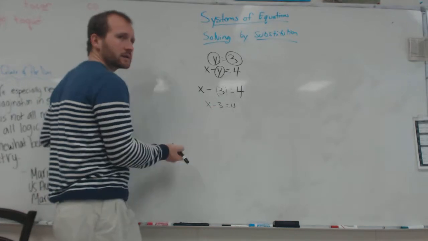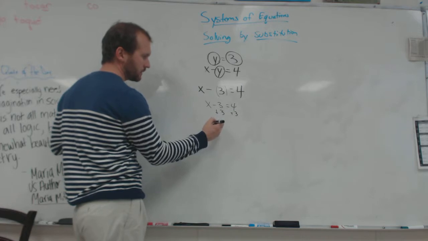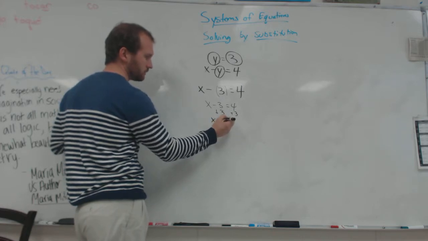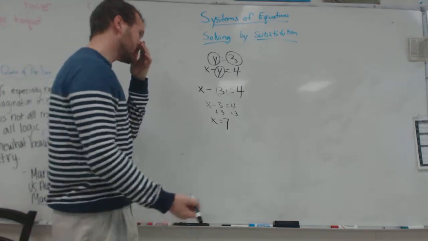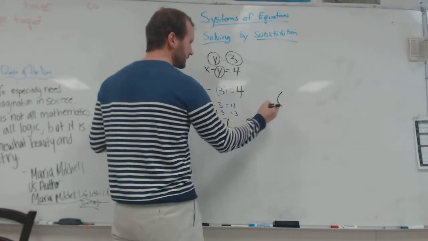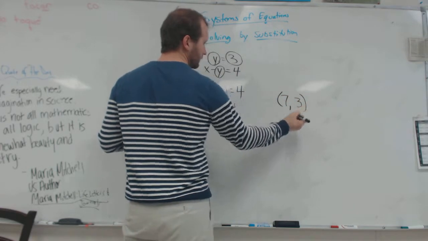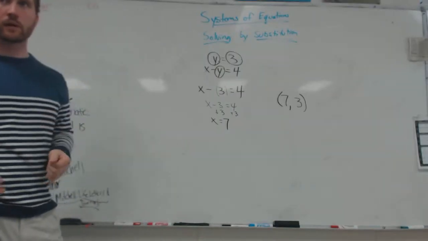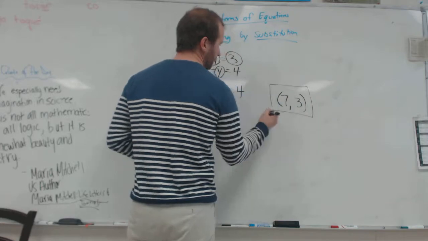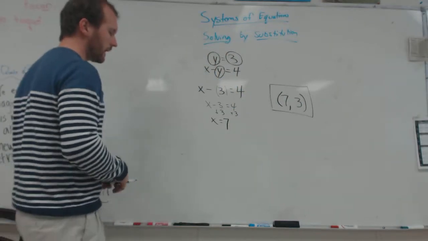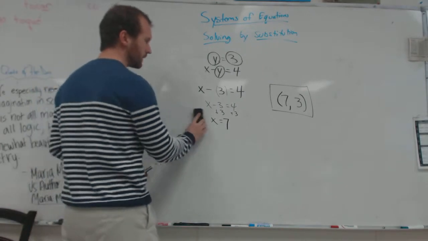So I'm going to add what to both sides? 3. Add 3 to both sides, and x will equal 7. Am I done? Nope. So my point is going to be x comma y: 7 comma 3. It's always alphabetical order. So this is easy. Now some of these are going to be a little bit more complicated.